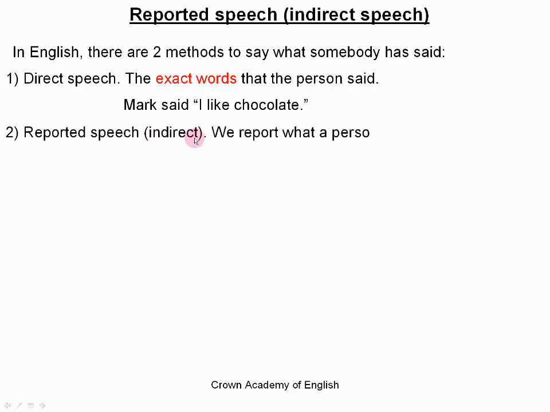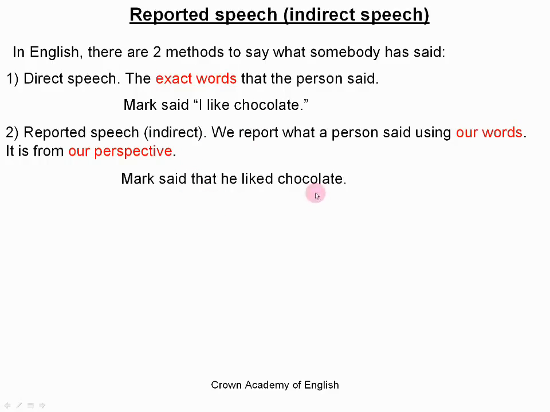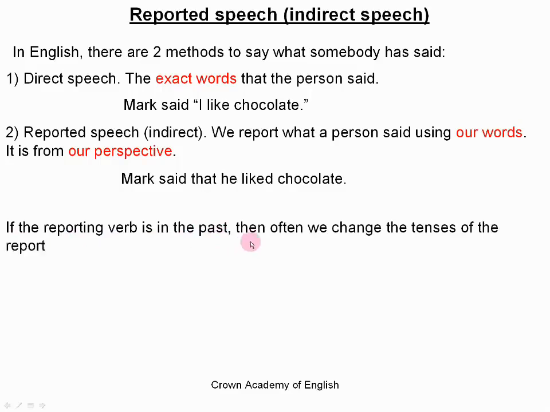Reported speech, or indirect speech, is when we report what a person said, but using our own words. Okay? So it is from our perspective. Example. So this sentence in the reported speech version with the same meaning is, Mark said that he liked chocolate. So the meaning of these two sentences is the same. And if the reporting verb is in the past, then often we change the tenses of the reported speech. So this is the reporting verb. So if this verb is in the past, which is true here, then we change the tenses of the reported speech. Here.